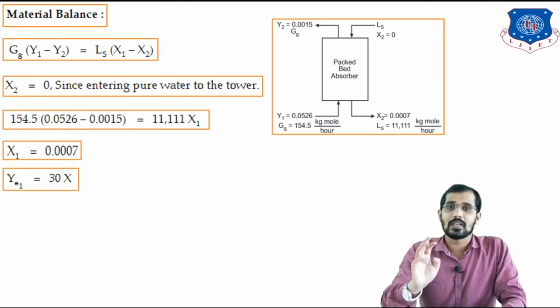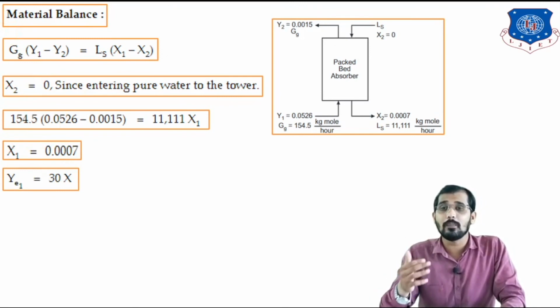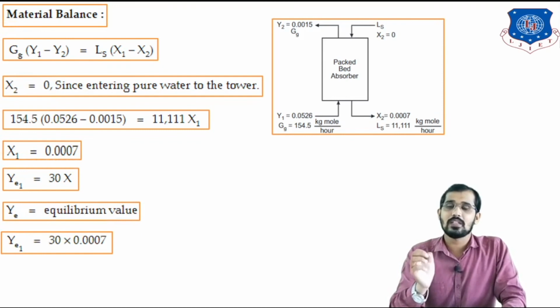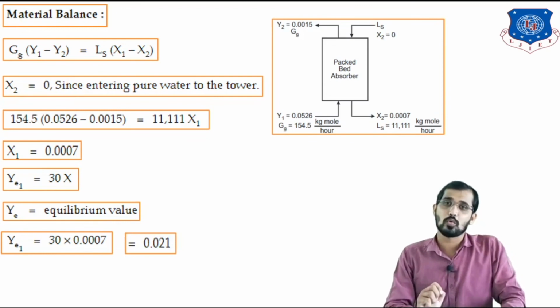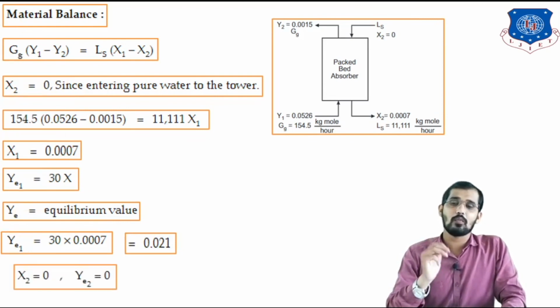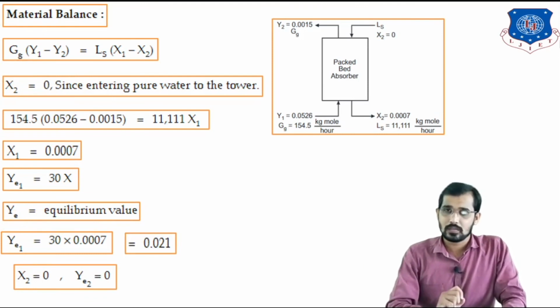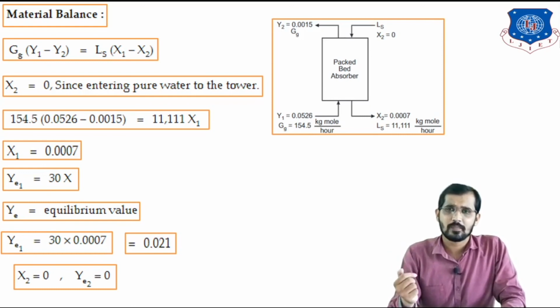After calculating x1, now we will calculate the equilibrium values of the solute in the equilibrium gaseous stream, so ye1 and ye2. How to calculate ye1? You can see on the screen, ye1 is equal to 30 into 0.0007, and that value is 0.021. Similarly, we can calculate ye2. You can see here x2 is equal to 0. So ye2 is equal to 0 because x2, the water, is fresh in nature.